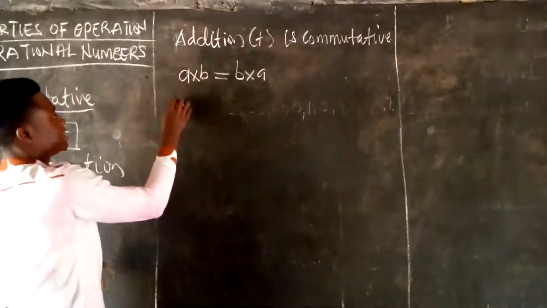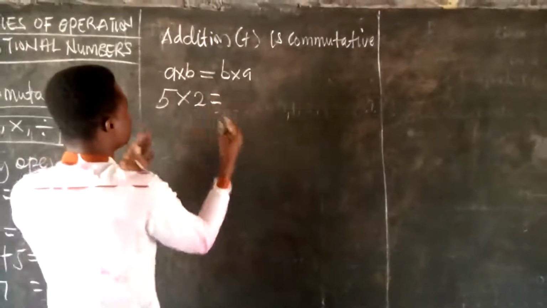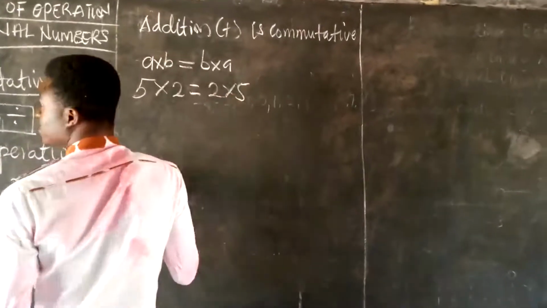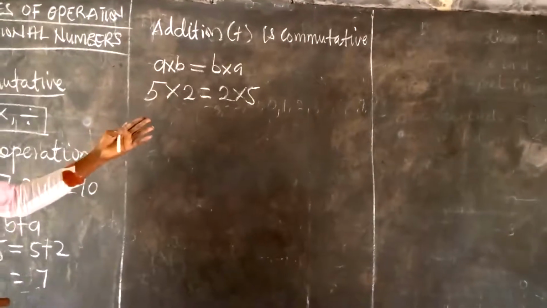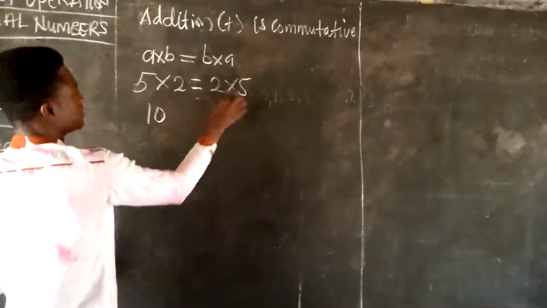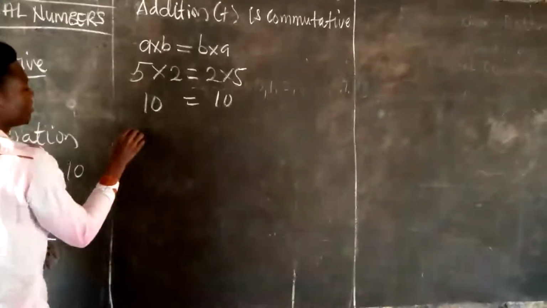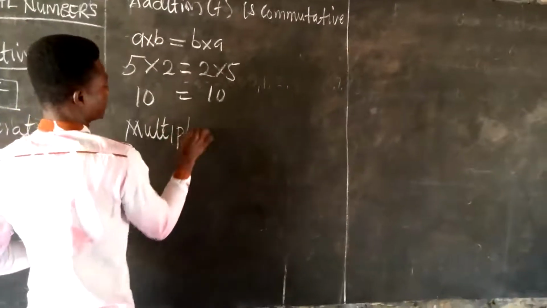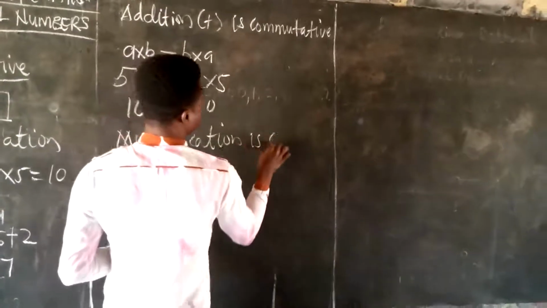Let's take an example and see here: 5 times 2. If the result that we get here is the same as 2 times 5, then we can conclude by saying that multiplication is also commutative. So let's see. 5 times 2 gives us 10. 2 times 5 also gives us 10. So we can conclude by saying that multiplication is commutative.